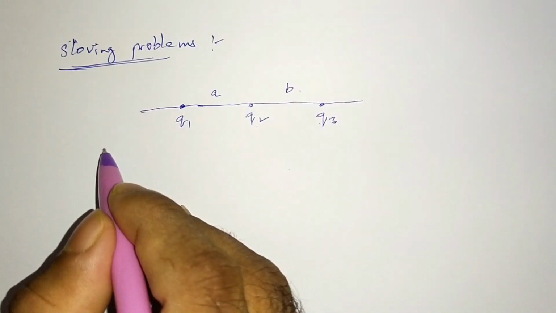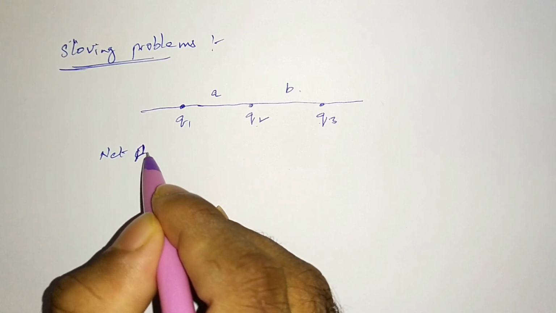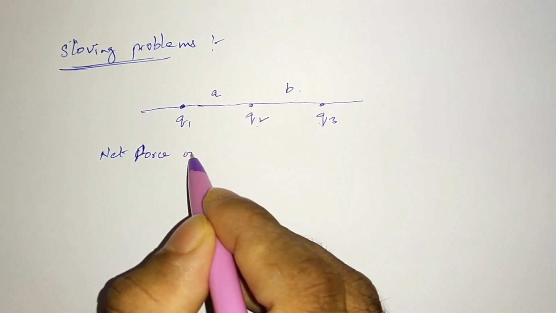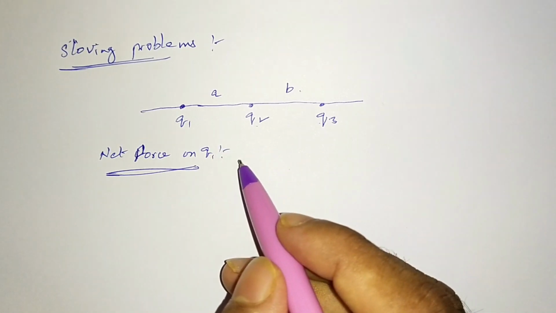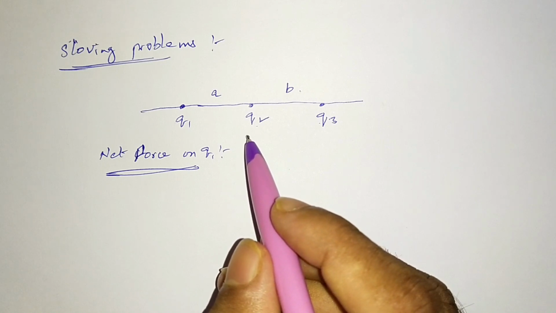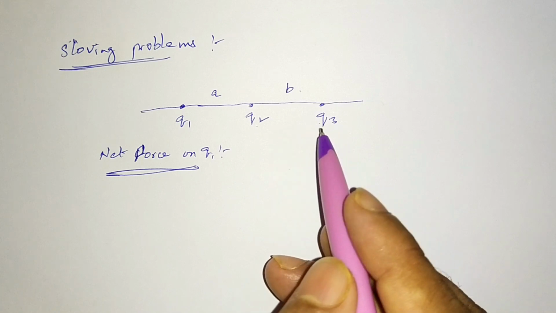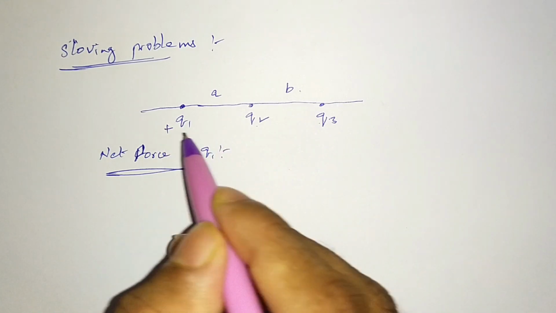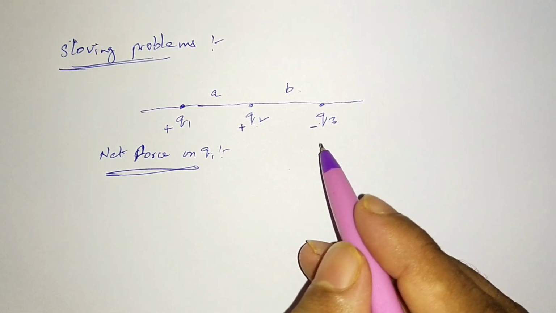Now I want to calculate the net force on q1. So simple, the net force on q1 is nothing but the total force acting on q1 due to the two charges q2 and q3. Let us take q1 is positive, q2 also positive, q3 as negative. I am taking in this case.